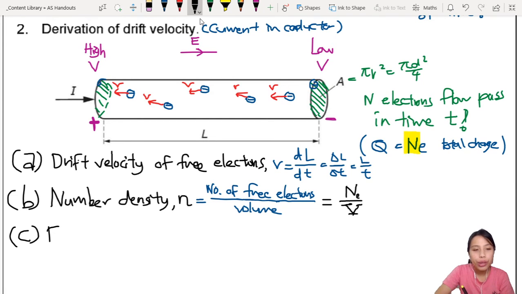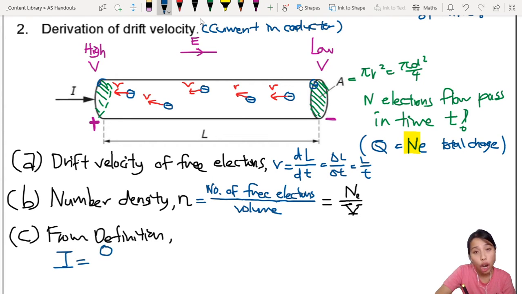Previously, we know from definition, what is the definition of current? You remember? We just looked at it in the other video. Current is the rate of flow of charge per unit time. So far, so good.